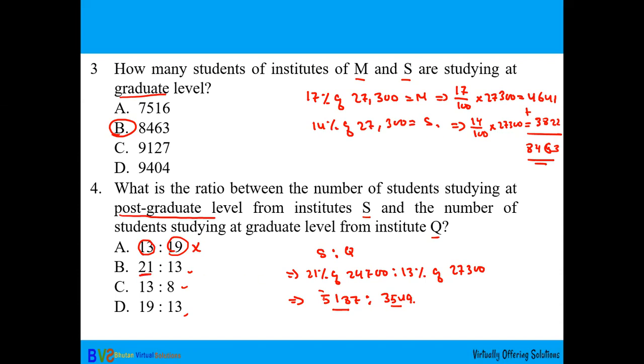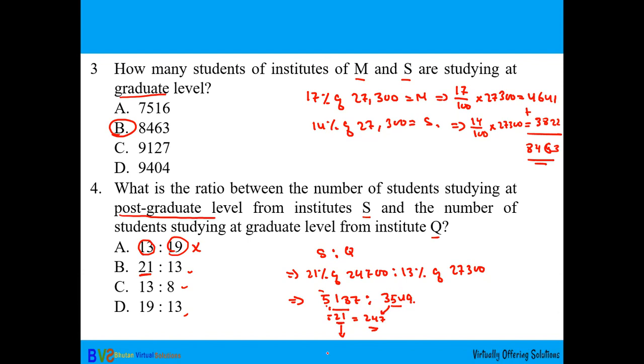21. You divide this first ratio of S by 21. You divide this by 21. 5187 divided by 21, you will get 247. Now for the 21, you have to find the other. So now you divide 3549 by 247.